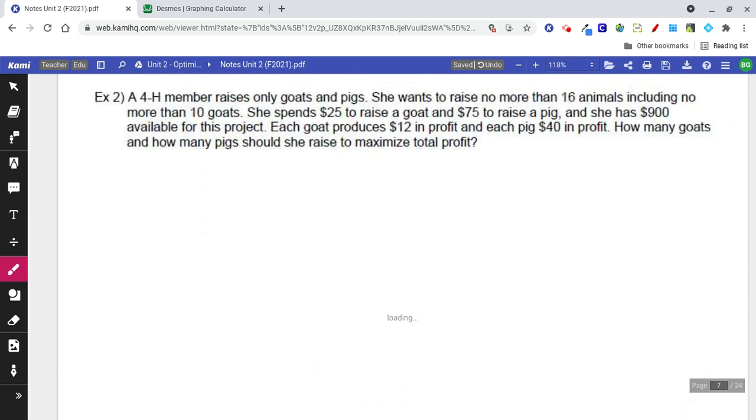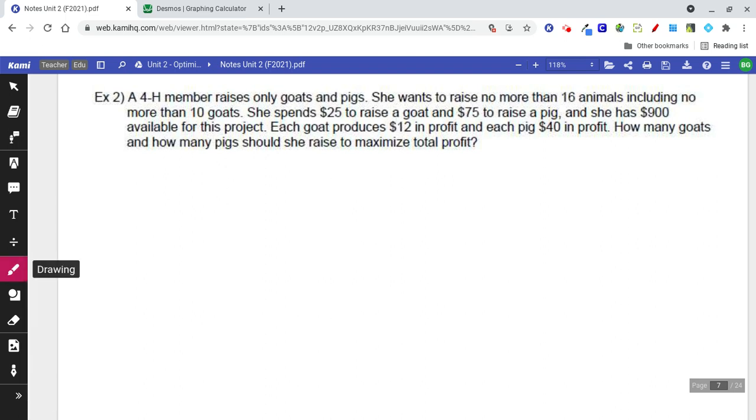Let's do another one, number 2. A 4-H member raises only goats and pigs. She wants to raise no more than 16 animals, including no more than 10 goats. See how you might recognize some inequality symbols there? She spends $25 to raise a goat and $75 to raise a pig, and she has $900 available for this project. Each goat produces $12 in profit and each pig $40 in profit. How many goats and how many pigs should she raise to maximize total profit?